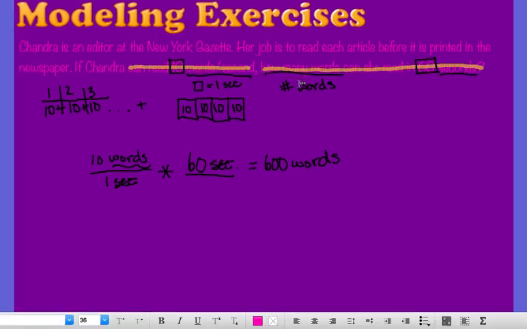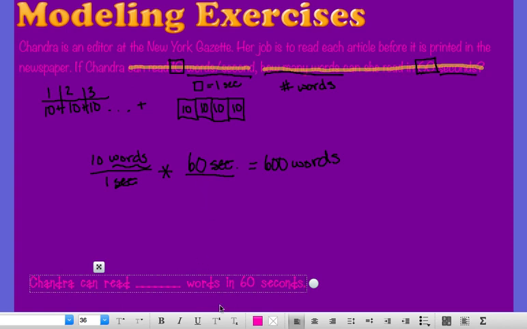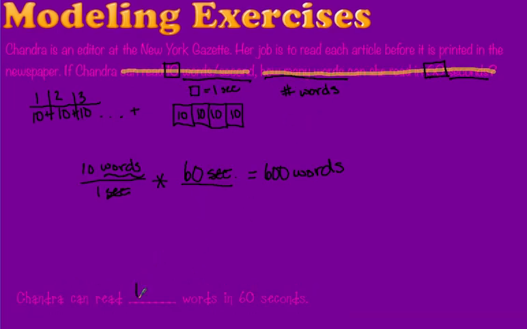So again, from the problem, I know that my answer should be number of words in 60 seconds. So Chandra can read blank words in 60 seconds. And then from my work, I know that the answer is that she can read 600 words in 60 seconds.